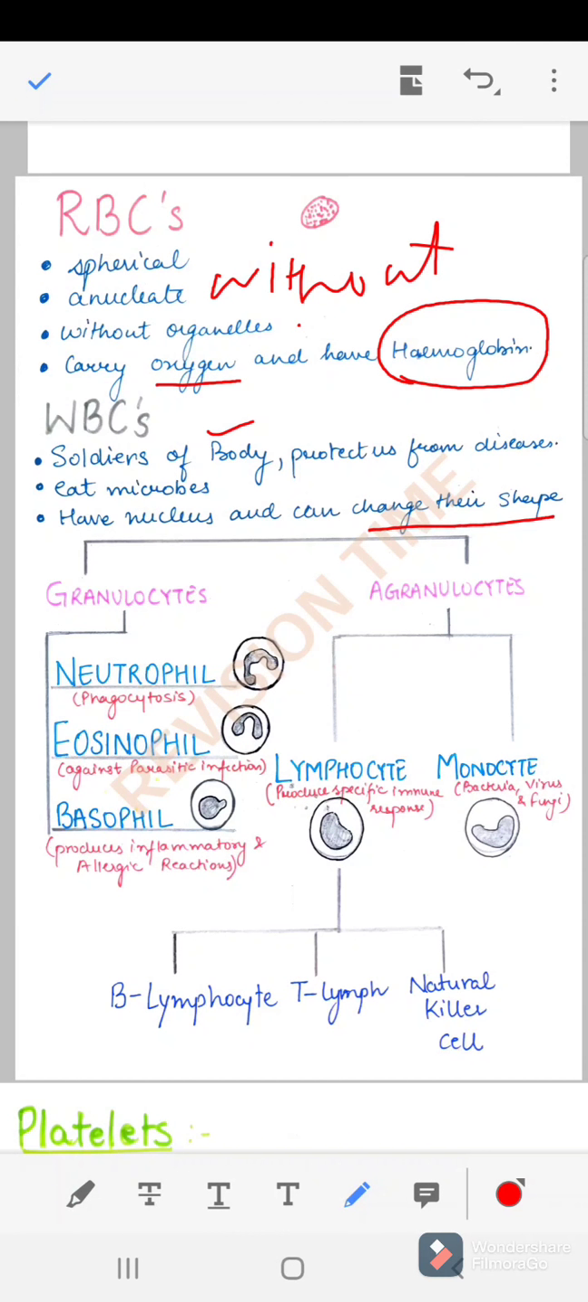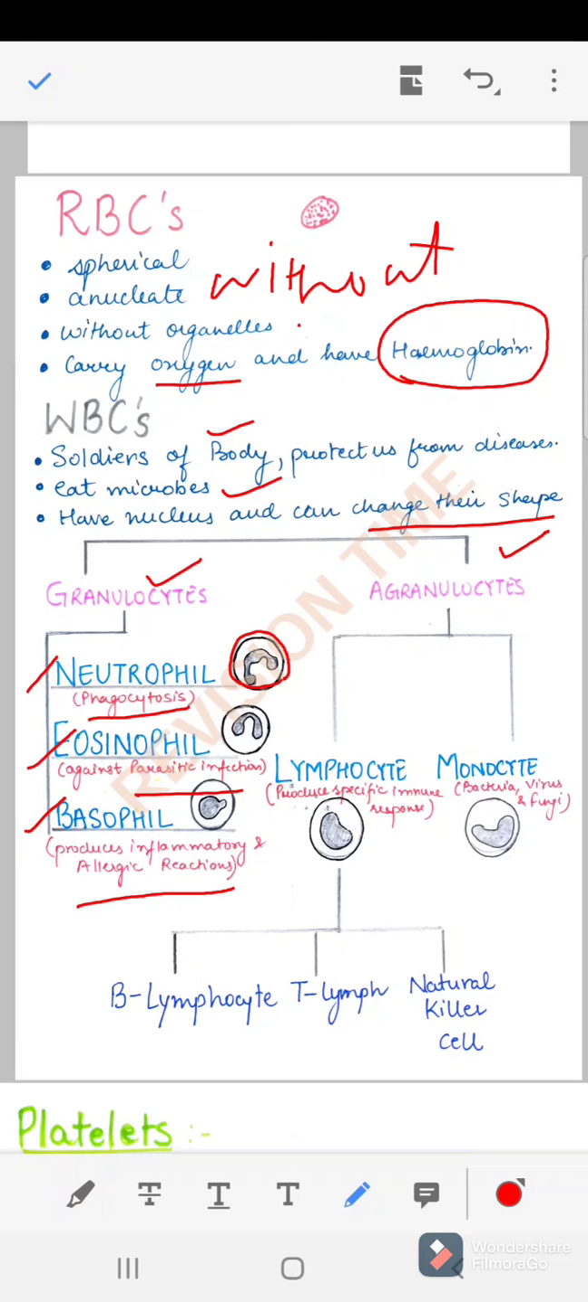So they are broadly of two types, that are granulocytes and agranulocytes. Granulocytes are neutrophils, eosinophils and basophils, and they differentiate in the shape of their nucleus and also their function. So neutrophils do the phagocytosis, which is the eating up of microbes. Eosinophils, they act against the parasite infection. Basophils, they produce the allergic reaction and the inflammatory reactions.